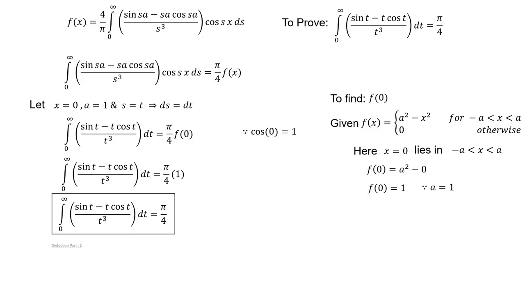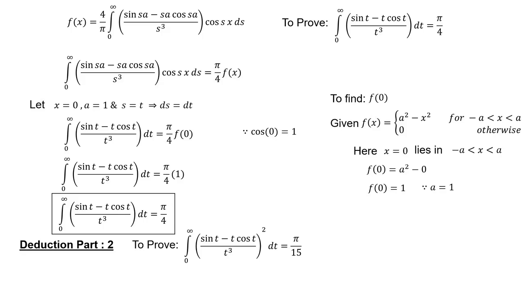Next we are going to find the second deduction part. That is, we have to prove that integral over 0 to infinity of ((sin t minus t cos t) by t cube) the whole square dt is equal to pi by 15. So here we are going to consider Parseval's identity. The Parseval's identity formula is integral over minus infinity to infinity modulus of capital F of s the whole square ds equal to integral over minus infinity to plus infinity modulus of small f of x the whole square dx.